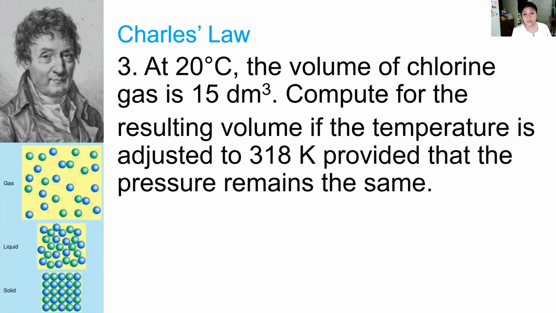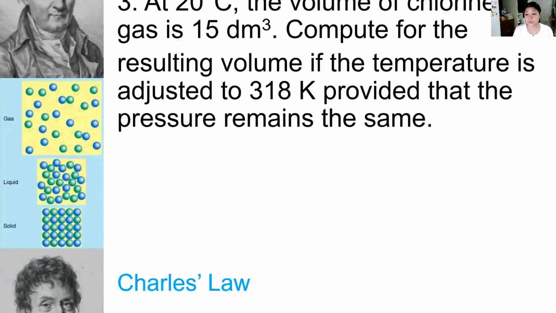Problem number 3. At 20 degrees Celsius, the volume of chlorine gas is 15 decimeter cube. Compute for the resulting volume if the temperature is adjusted to 318 Kelvin, provided that the pressure remains the same.